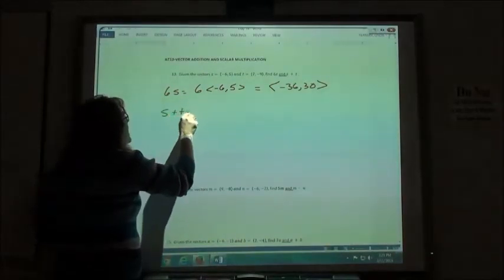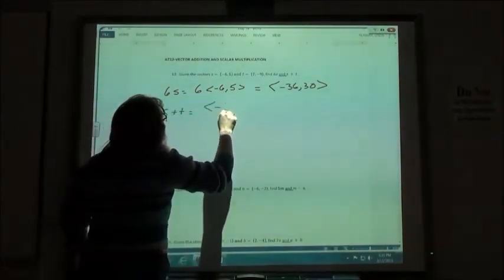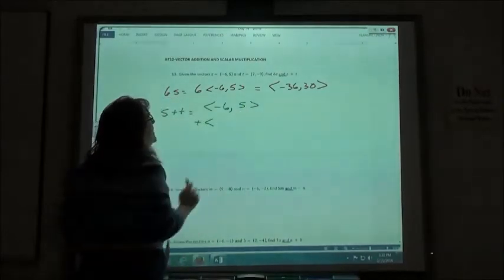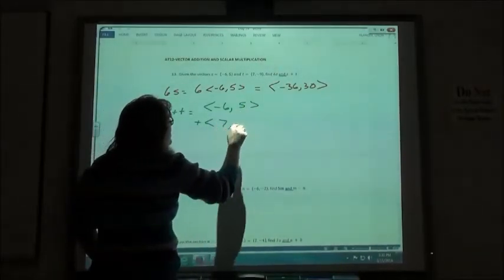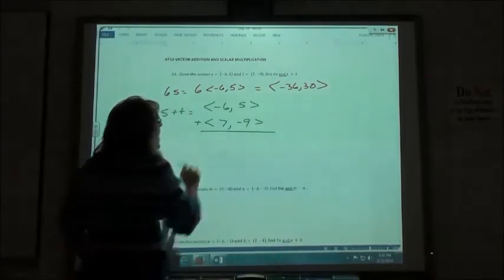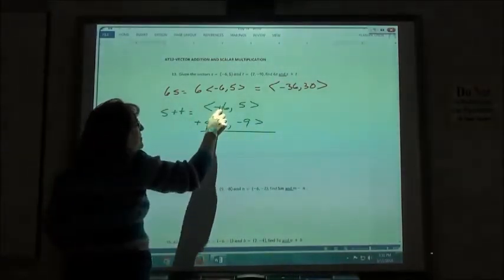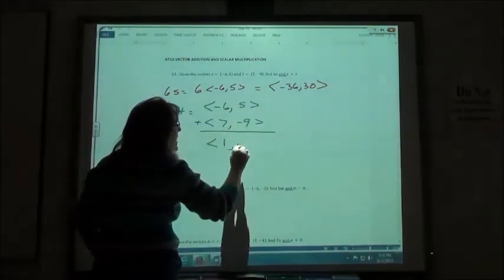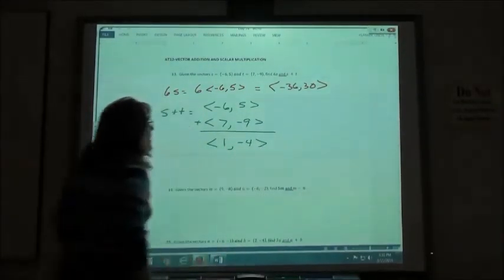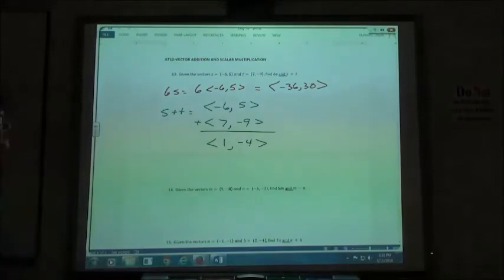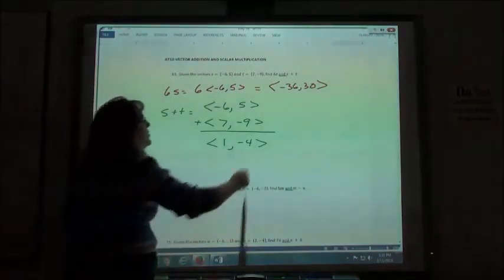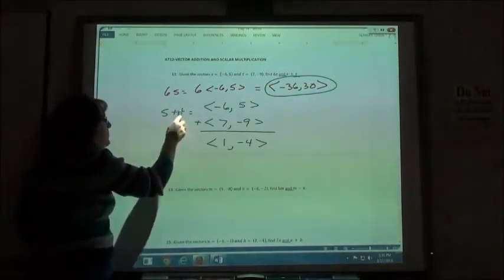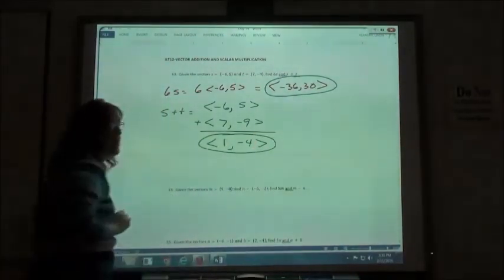If I'm going to do s plus t, s plus t means I'm going to take vector s, which is -6, 5. I'm going to add the components in the same spots of the 7 and the -9. So if I add those together, -6 plus 7 would give me 1. 5 minus 9 is -4. And so my new vector then is 1, -4. So 6 times s gave me -36, 30. S plus t gave me 1, -4.